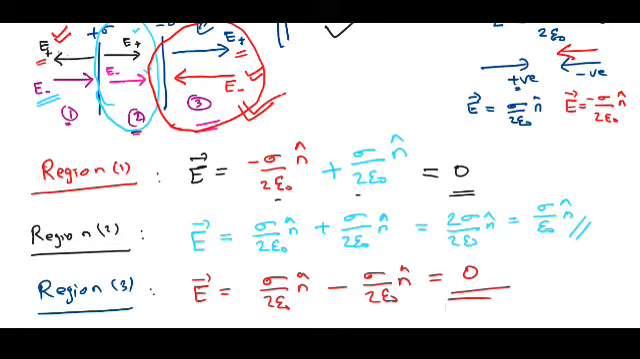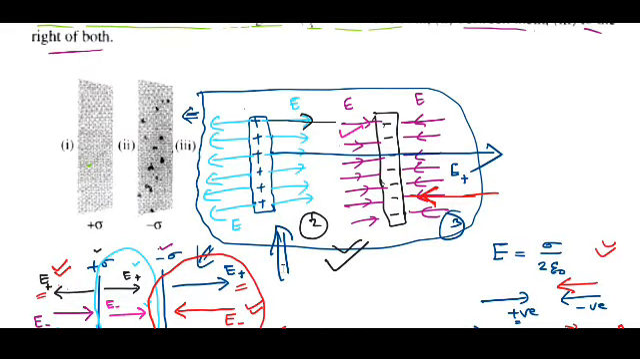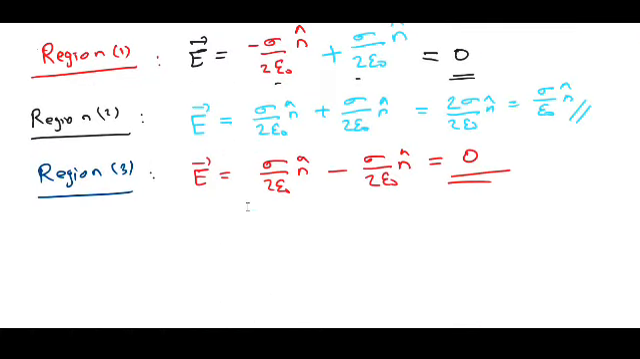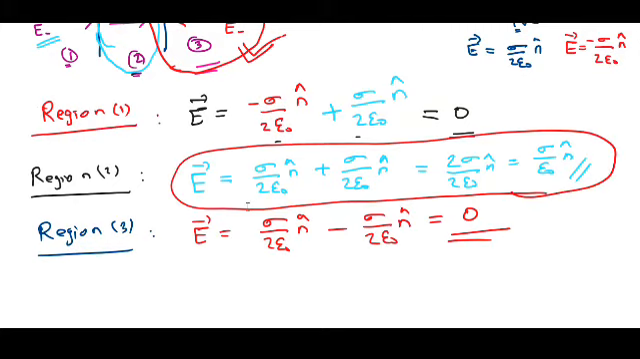Therefore, for parallel plane charged sheets, the electric field exists only in this region, that is sigma divided by epsilon 0. There is no electric field outside here, it is equal to 0, and the electric field in the third region is also 0. The electric field exists only in the region between the plates. The expression for that electric field is given by this equation, sigma divided by epsilon 0. This is the second application.